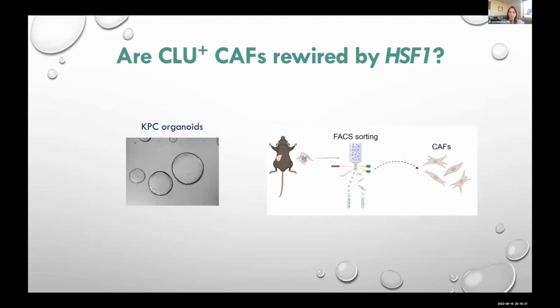And then we wanted to go to more functional assays. For that, we used the KPC organoids model, which is a very common pancreatic cancer model, and used it also for in vivo studies and to isolate CAFs.